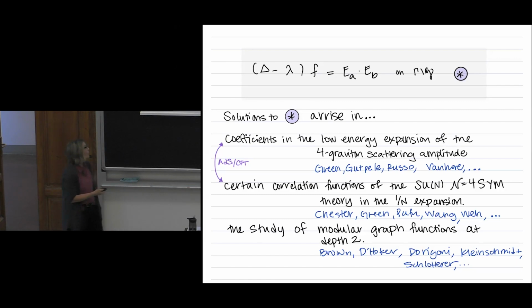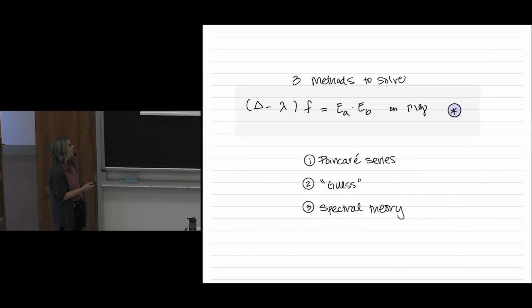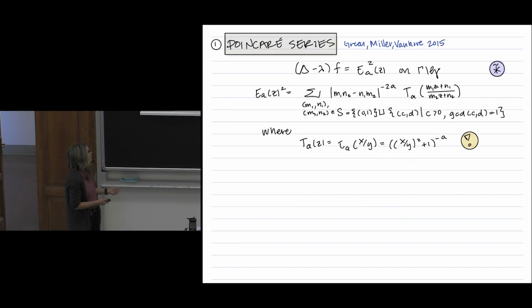What I want to do is talk about three different methods for solving these differential equations, and I'm going to talk about the pros and cons of each of these methods, and then maybe where things stand a little bit, and what we're hoping to do.